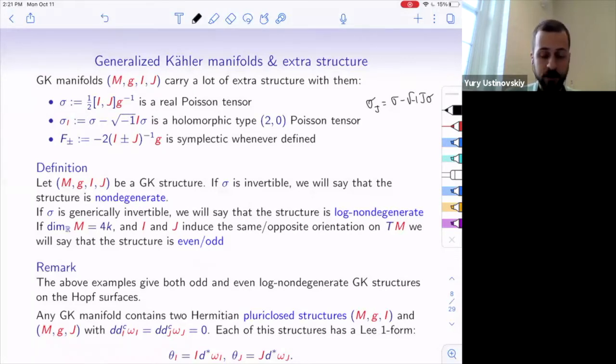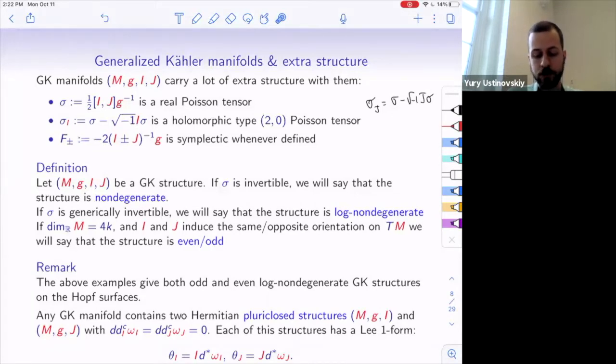Also, underlying any generalized Kähler manifold, there are symplectic forms. So symplectic forms you can get by considering I plus or minus J, inverting this operator, and again using G to turn it into a two-form. So this is not always defined, right? There is no guarantee I plus J or I minus J is invertible. But whenever it is invertible, this will be a symplectic form, at least locally.